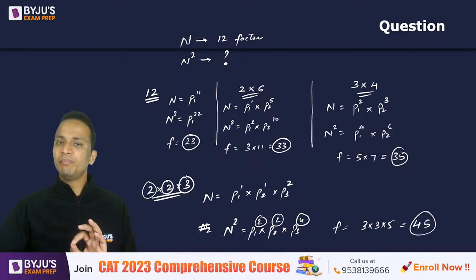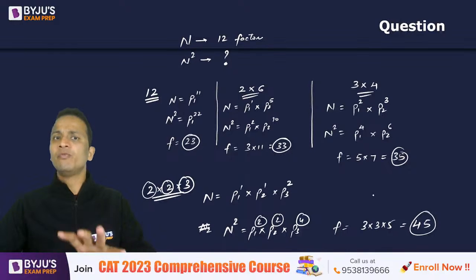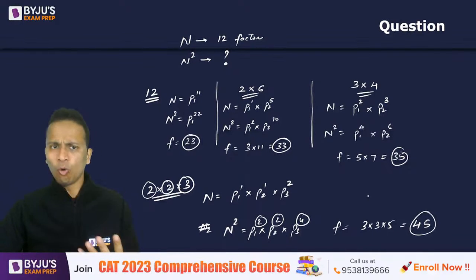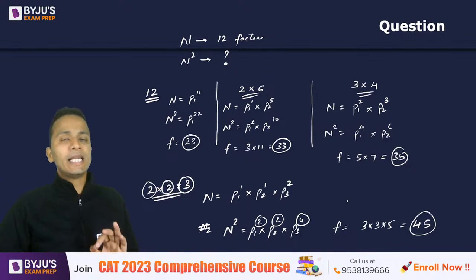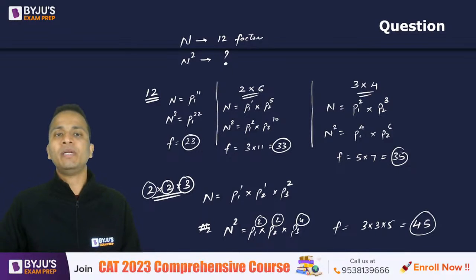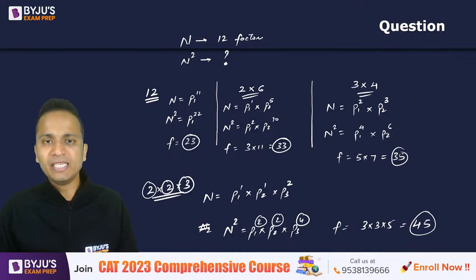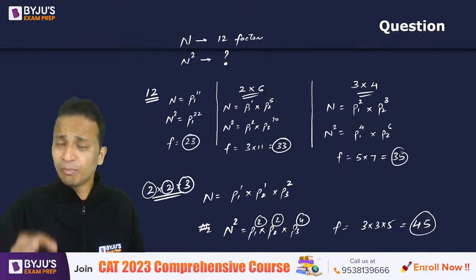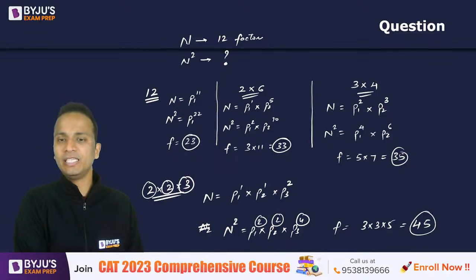So there can be four possibilities. Now let's check any other way. So is there any other way in which 12 can be written as the product of three numbers? No. The product of four numbers? No, again, there is no other way. So there can be four different possibilities for the number of factors of n square. All right. So these are some of the properties of the number of factors of any number, which will be useful at the time of solving these type of questions.